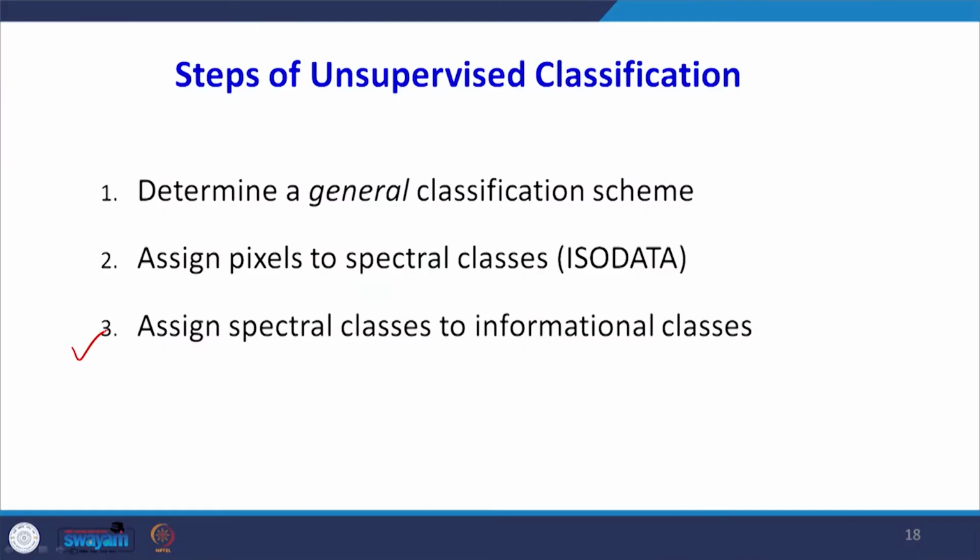You are determining a general classification scheme, assigning pixels to the spectral classes, and in ISODATA, an unsupervised classification technique, we have been doing that. And the third part is to assign those spectral classes. Once the software has done its part, the role of the analyst comes in, and the spectral classes will be named as informational classes. Like we can call cluster number 1 the forest, cluster number 2 the agricultural land, cluster number 3 the water body, cluster number 4 the urban area, like that. So, we have to convert them into informational classes.